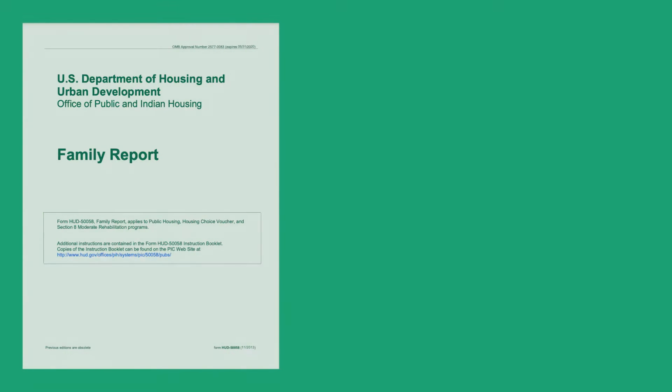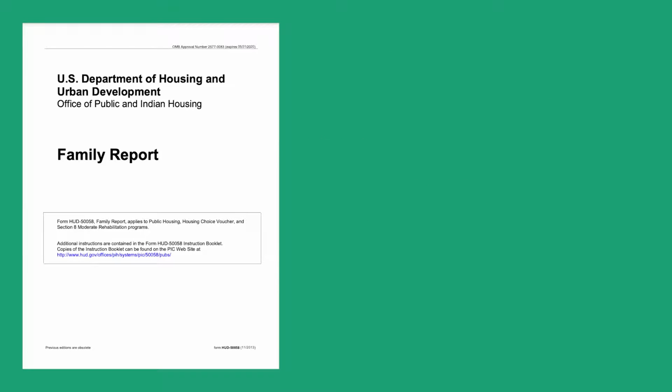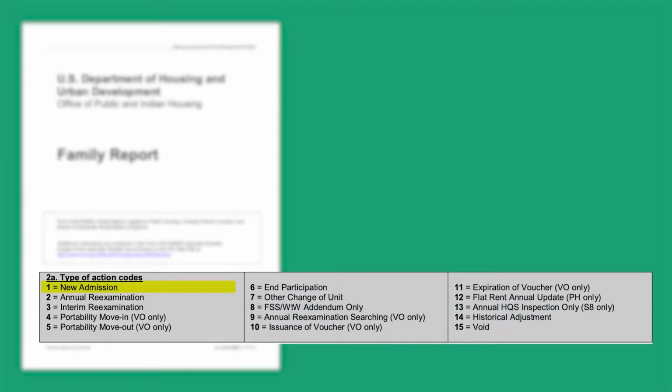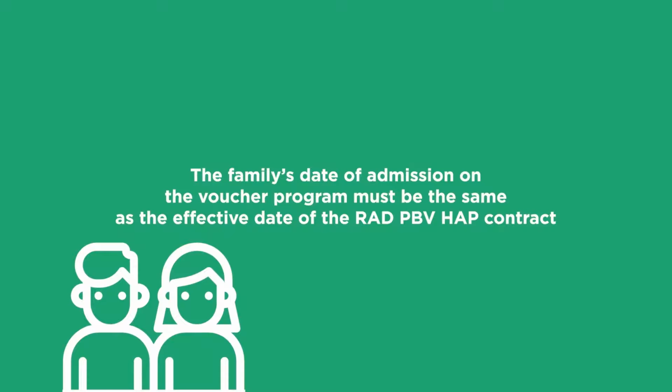Remember, the Form HUD 50058 captures information on families participating in the PBV programs. PHAs must submit a form electronically to IMS, PIC, for each family anytime there is admission, moves, re-examinations, terminations. For any new admissions, PHAs will use the following PBV Program Code. For type of action A, 1, New admission, action must be submitted to PIC to reflect admission to the PBV program. The family's date of admission on the voucher program must be the same as the effective date of the RAD PBV HAP contract.